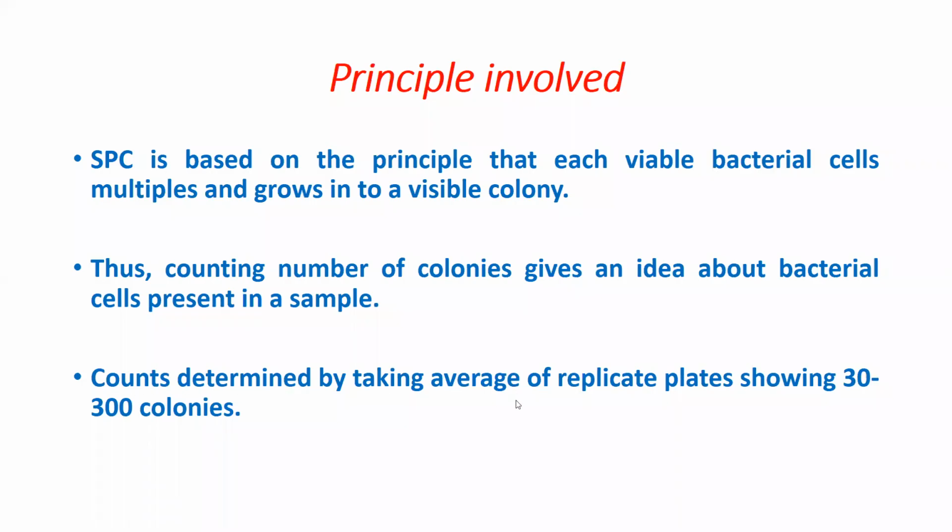Okay, so after the colonies are developed, the plates showing 30 to 300 colonies are the plates we select for counting the bacterial colonies.